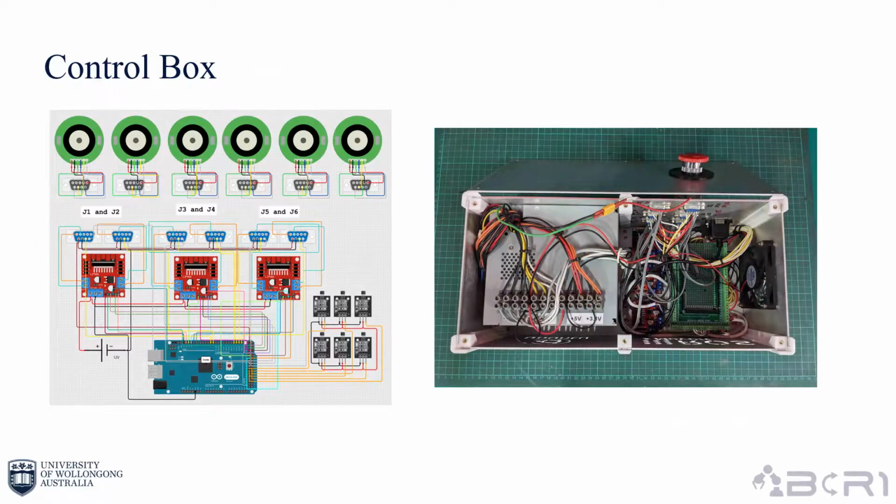Here can be seen the wiring diagram for the control box, which consisted of 3 L298N motor drivers that were connected to an Arduino ATmega 2560, with the addition of 6 Hall effect sensors all connected using an Arduino terminal block shield. All of the electrical components were powered from a standard 500-watt computer power supply.